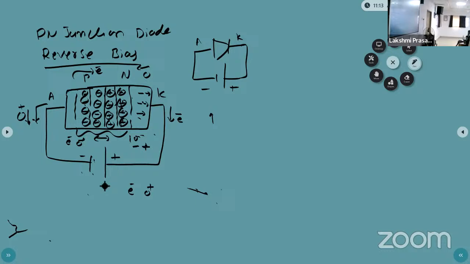Now, due to the increasing reverse voltage, the temperature rises. Due to that heat, already formed covalent bonds will break. Due to that break, electron and hole pairs get generated in the n-type semiconductor as well as the p-type semiconductor.